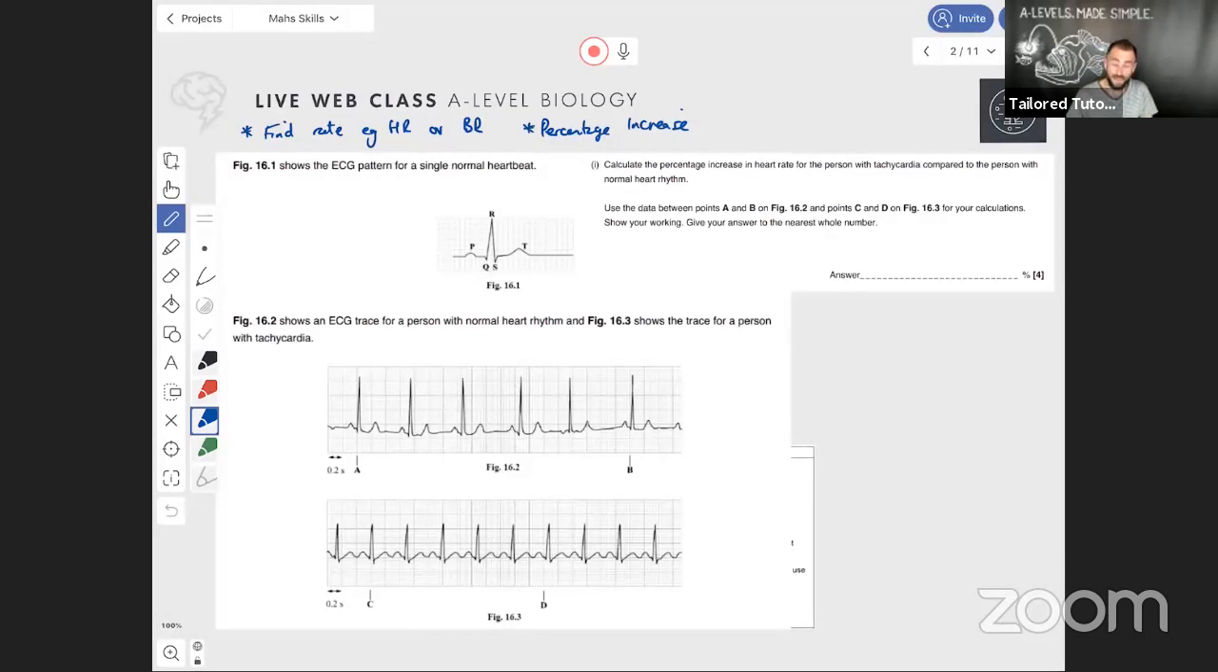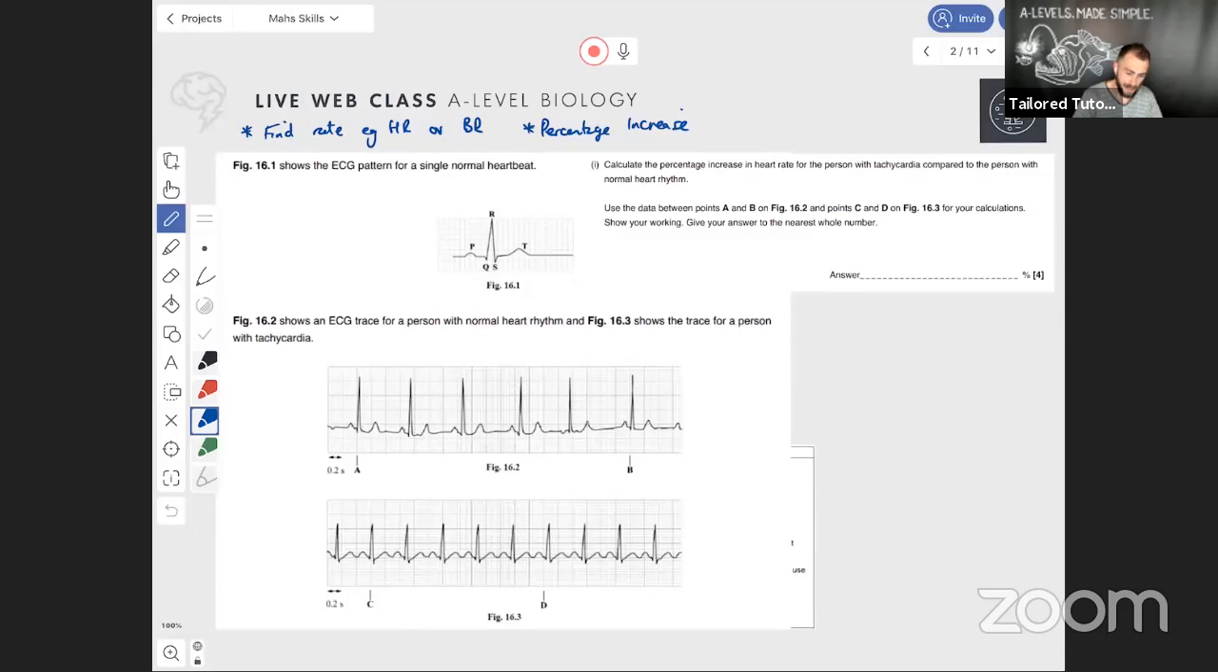Calculating rates. Let's do a little rates question. This is super common. How long have we got? We've got 8 minutes, so let's fly through it. This is from an OCR paper, totally relevant to everyone. It doesn't matter if you don't have to do the ECG. This could be heart rate, breathing rate, or any rhythm that has a repeating pattern. So you've got to find the rate.